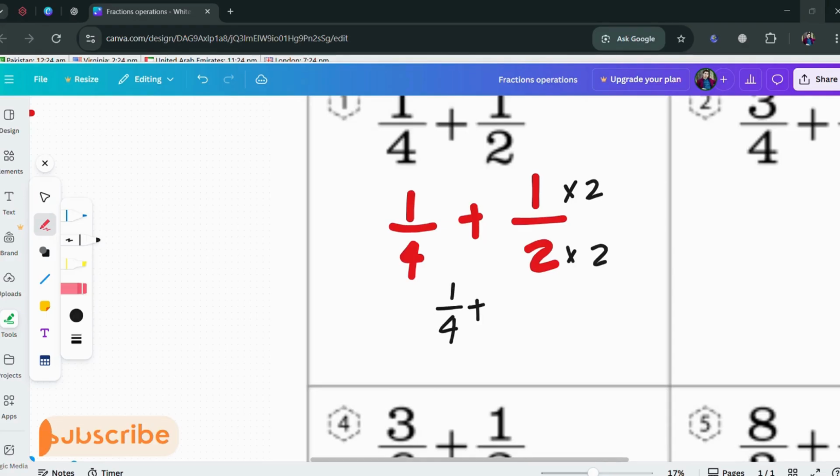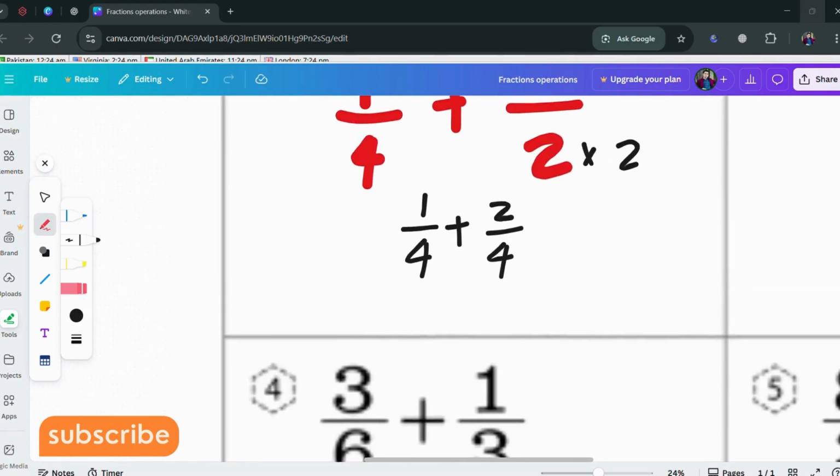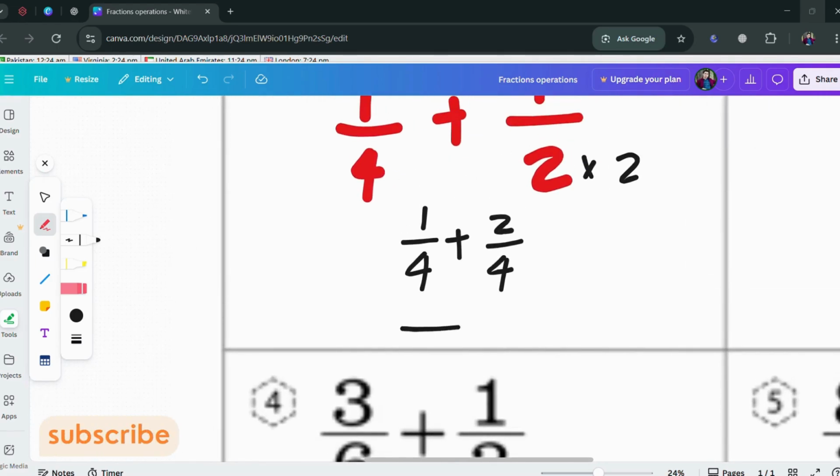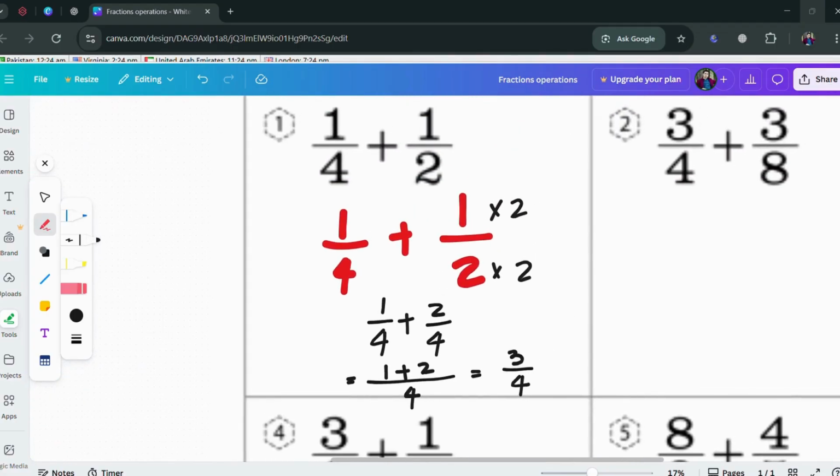1/4 plus 2/4. As you can see now, the denominator is common, right? Right after that, I'm just going to simply take this 4 common, 1 plus 2. This is how the fraction addition is done. It will be converted into 3/4. That is going to be our answer for the first question.